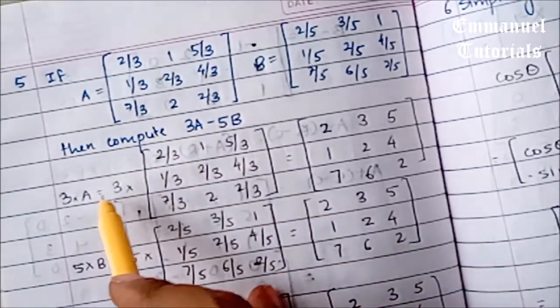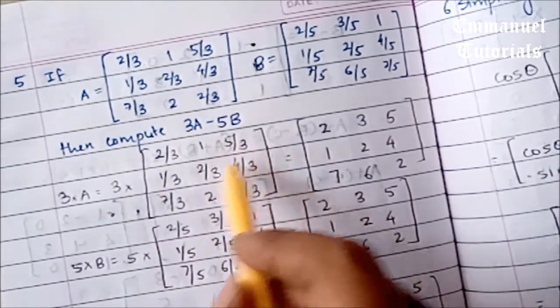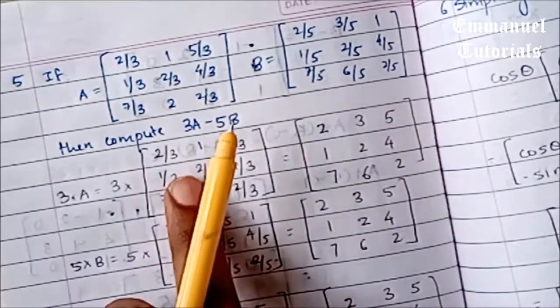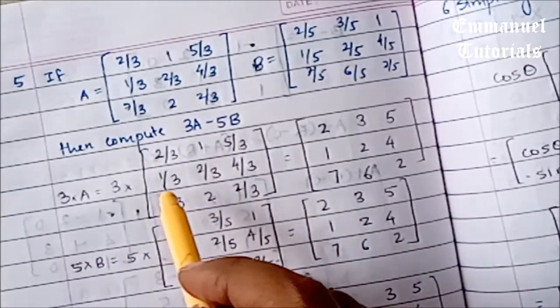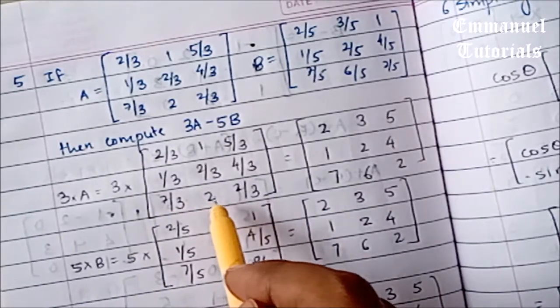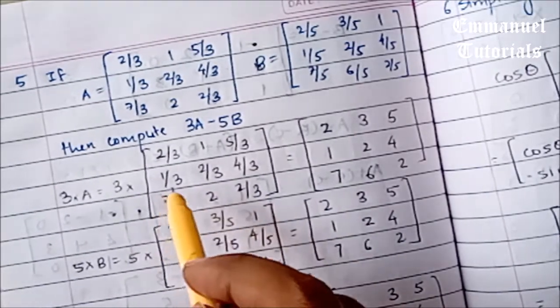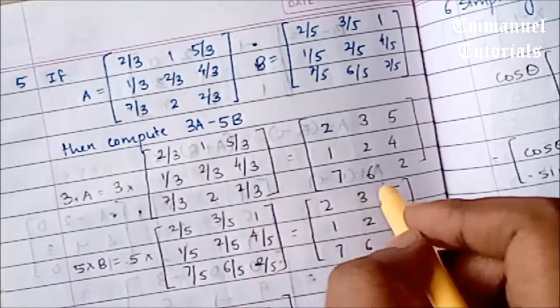So 2 by 3 into 3 is 2. 1 into 3 is 3. 5 by 3 into 3 is 5. Similarly, all these values have 3 in the denominator, so it will be 1, 2, 4, 7. Here there is no value in the denominator, so it will be 3 into 2 is 6. And 2 by 3 into 3 is 2.